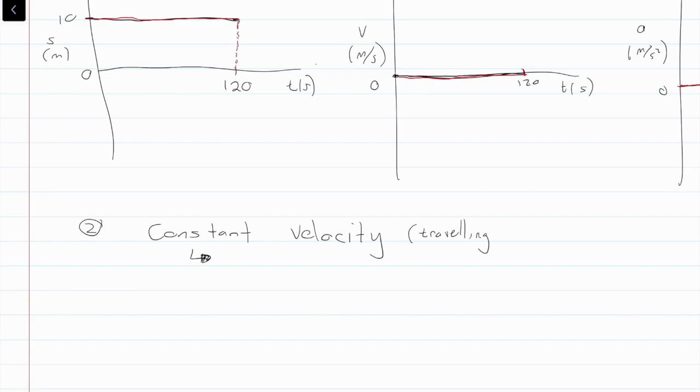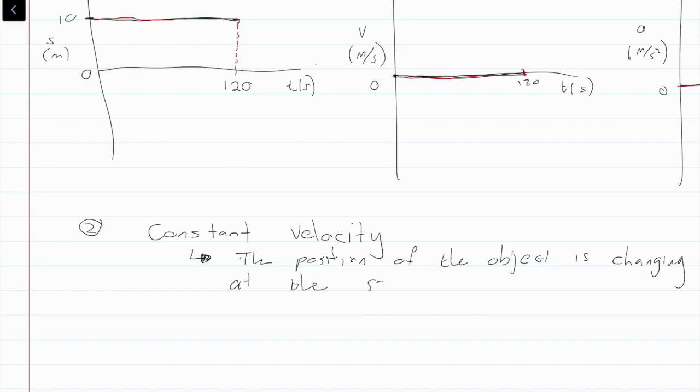Oh, sorry, not traveling. Yeah, it means we're traveling at a constant speed, basically. Okay, that's pretty obvious, so let's take that out. So what we can say is that the position of the object is changing at the same rate. Okay, so what does rate have to do with?